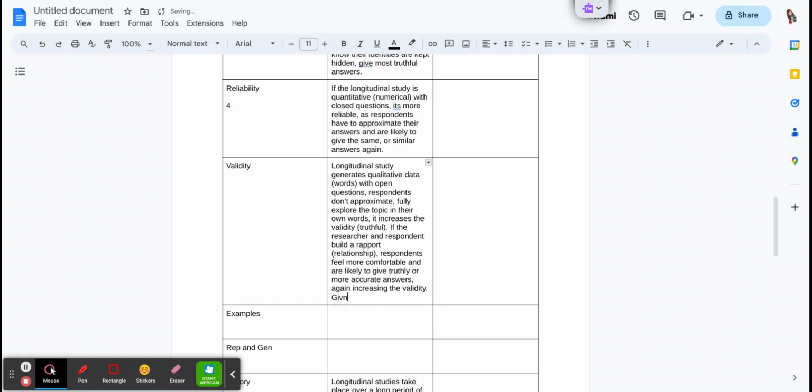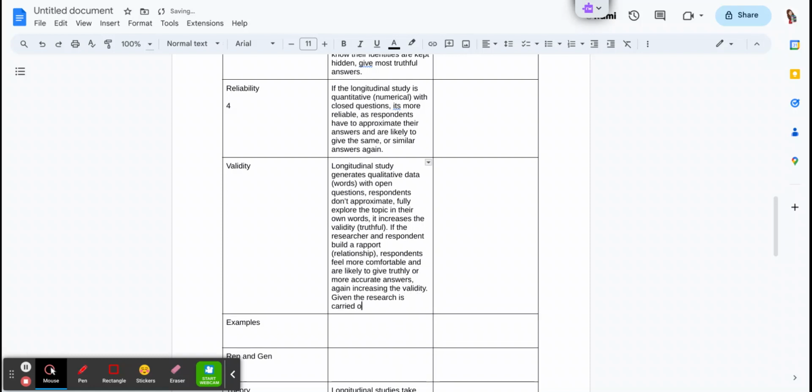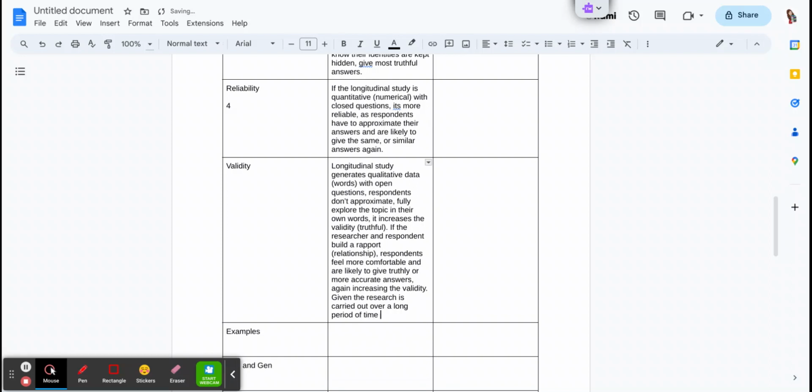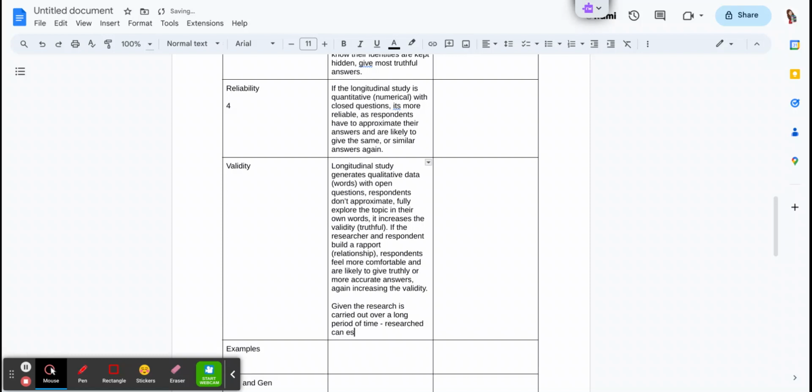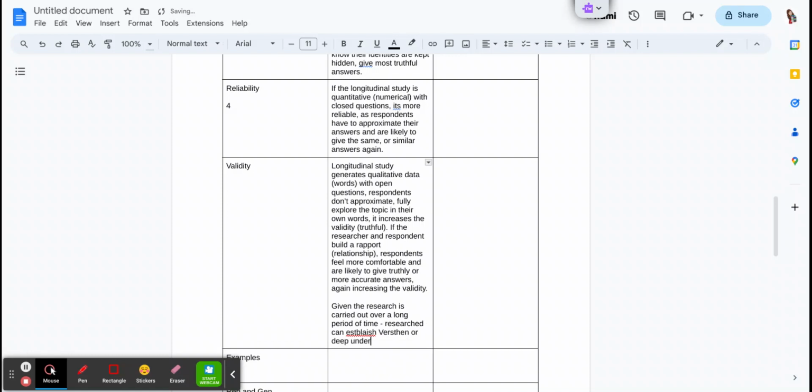Given the research is carried out over a long period of time, the researcher can establish Verstehen or deep understanding. Given it's carried out over a really long period of time, the researcher can establish deep understanding or Verstehen.